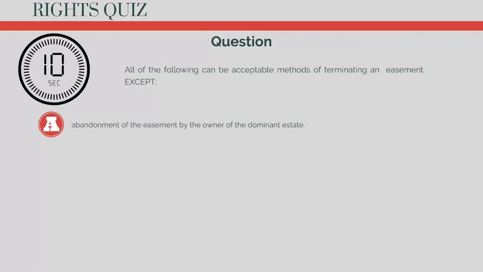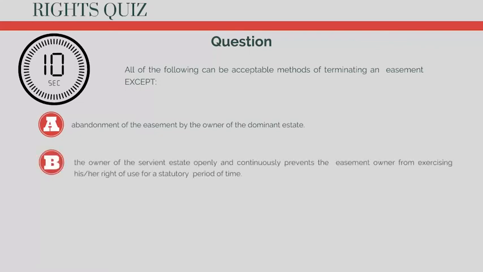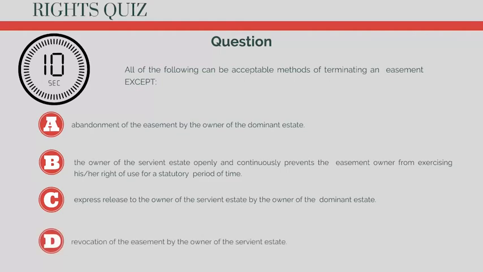Abandonment of the easement by the owner of the dominant estate, B. The owner of the servient estate openly and continuously prevents the easement owner from exercising his or her right of use for a statutory period of time, C. Express release to the owner of the servient estate by the owner of the dominant estate, or D. Revocation of the easement by the owner of the servient estate. D. Revocation of the easement by the owner of the servient estate.